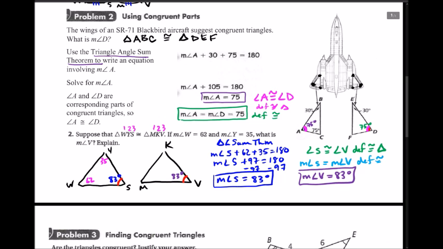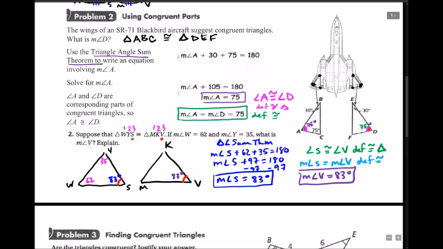and so you know two of the angles of the first triangle. Use the triangle angle sum theorem to find that angle S measures 83 degrees, and then we know that angle S is congruent to angle V, right? Angle S right there is congruent to angle V just by definition of congruent polygons or congruent triangles, whichever you like.